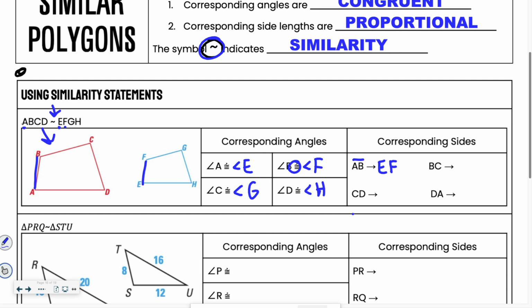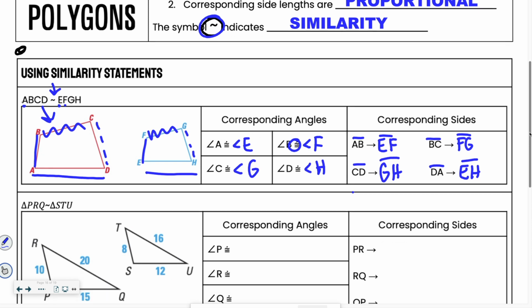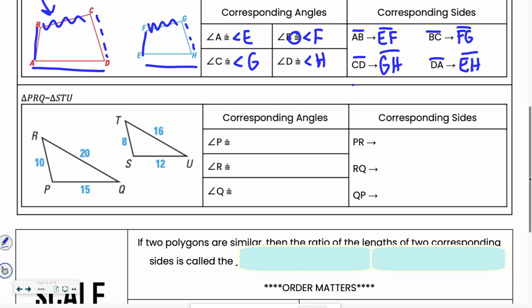We should have put those marks on there. I messed up. All right, BC maps onto FG. CD maps onto GH. And our last one, DA, maps onto EH. Perfect. And that should feel familiar, right? Because we did something very similar at the beginning of December with our congruent figures unit.